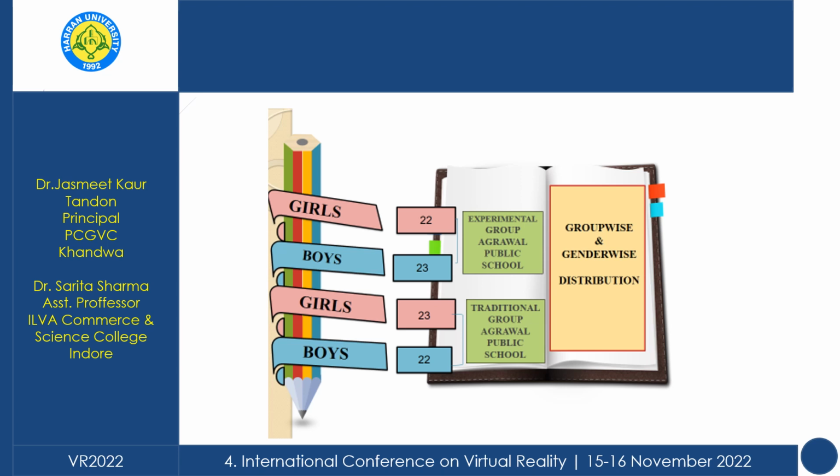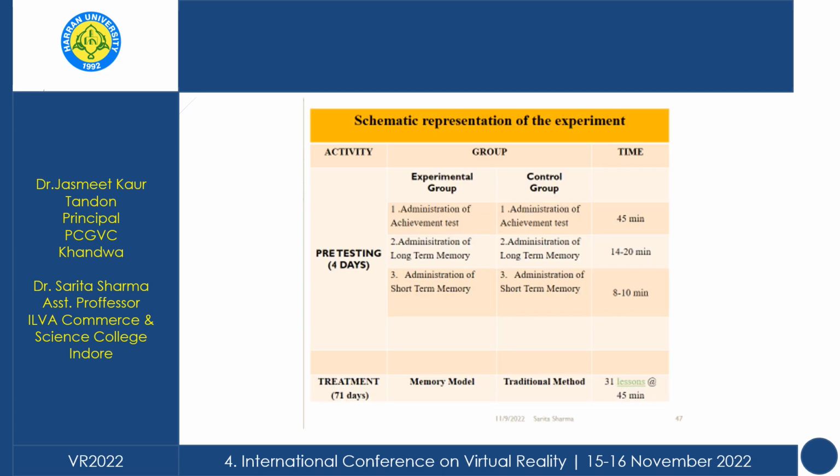The sample can be seen in the form of group-wise and gender-wise distribution. Both the experimental and traditional groups were selected from Agrawal Public School. In the experimental group, there were 22 girls and 23 boys of one section, and in the traditional group, 23 girls and 22 boys.